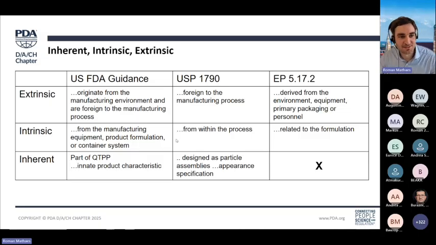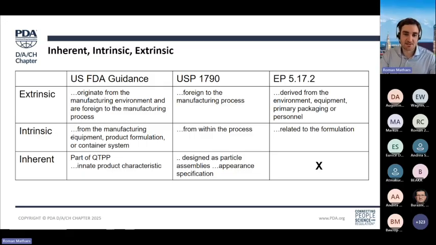Okay, when we talk about particles, it makes sense to also take a look at the 3 types or categories of particles: inherent, intrinsic, and extrinsic. I mean, these categories were first introduced in the US and were then implemented to some extent also in the EU. Extrinsic particles are foreign to the manufacturing process. So the typical examples in the past were parts of insects. I'm well aware that we don't have too many insect parts now in our pharmaceutical products, but I think it's a very illustrative example.